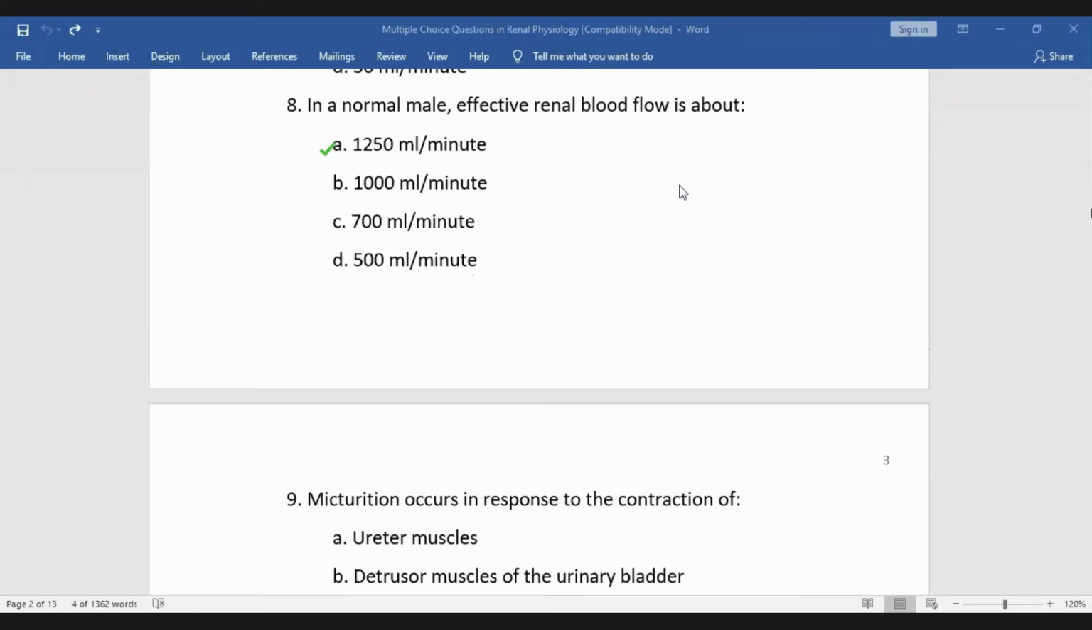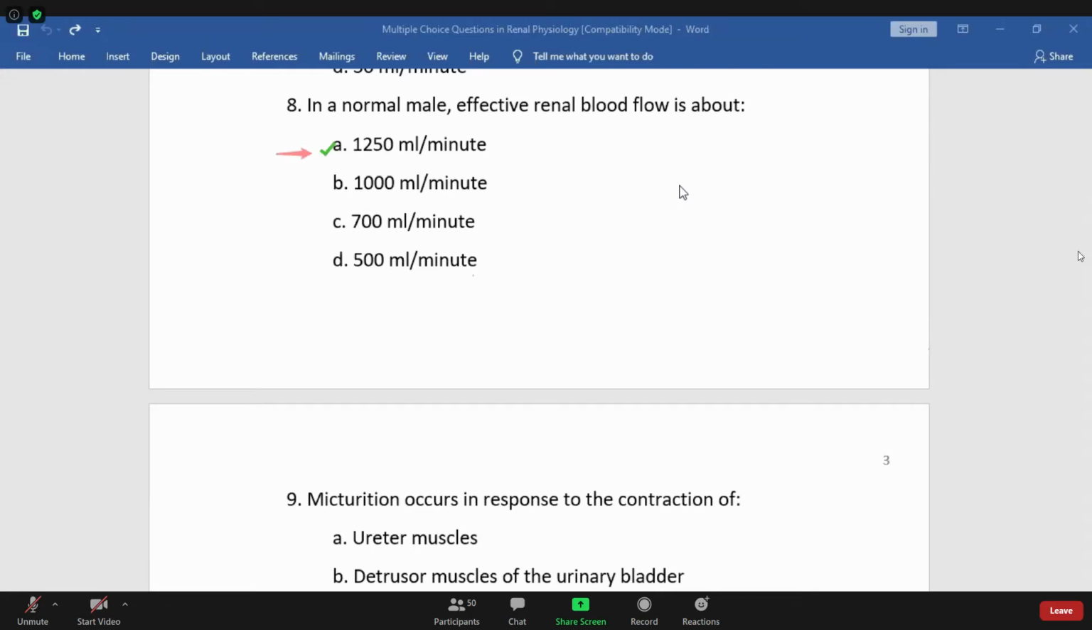Try to understand the term renal blood flow. I'm not talking about the plasma flow. How much blood flows through the kidney every minute? Go back to your first year, to your renal circulation. One-fourth of the cardiac output flows through the kidney, right? And cardiac output is 5 liters, so one-fourth becomes 1250 milliliters. That is the correct answer. A is the correct answer.